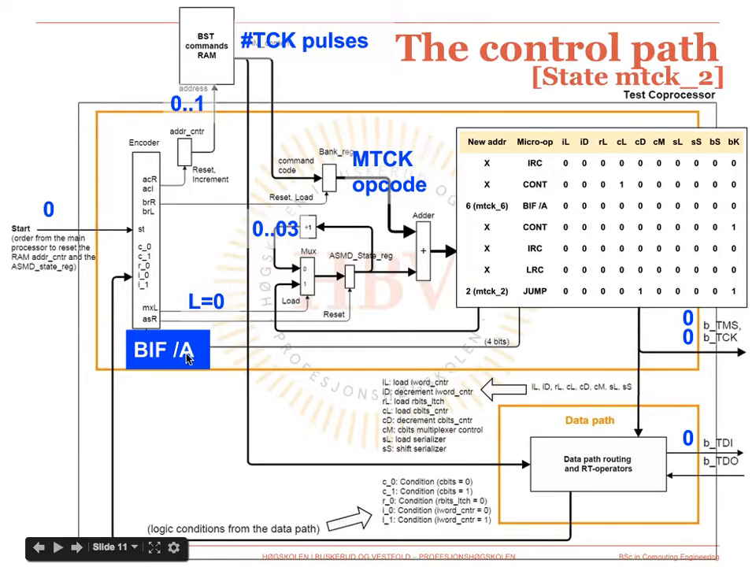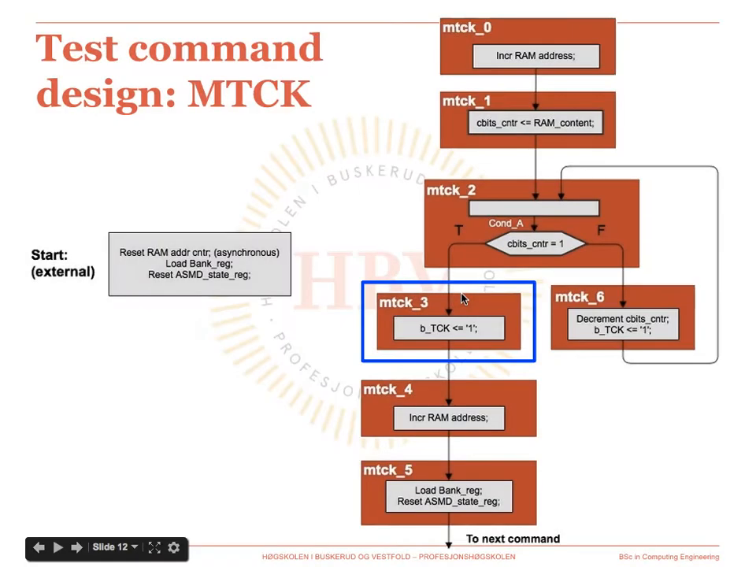The branch if condition not A micro operation defines that the multiplexer load control input will be 0 in this case, because the condition is true, otherwise it would be 1 and we would jump to state 2 again, to state 6, sorry. This means that the ASMD state register will go from 2 to 3, and we will go from state MTCK2 to MTCK3 as required.